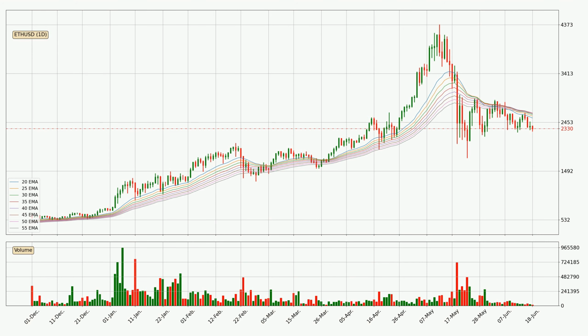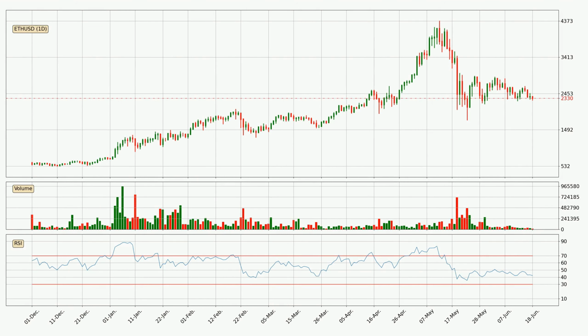currently not very strong. Moving to the daily relative strength index, the current daily RSI is at 42, so there are currently no signs of the crypto being overbought or oversold.